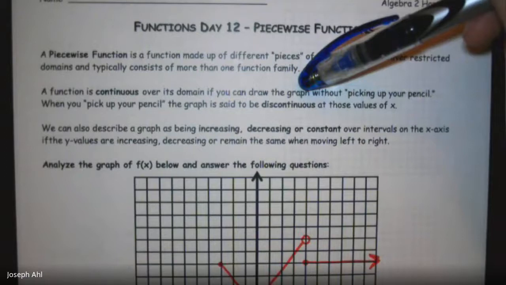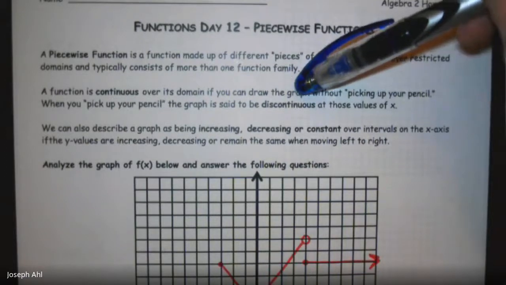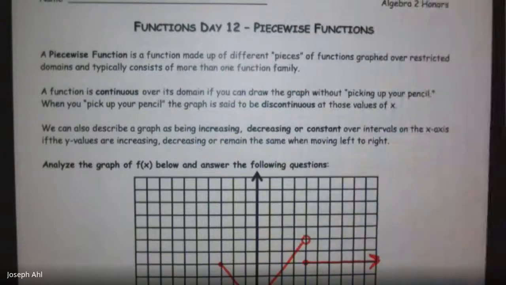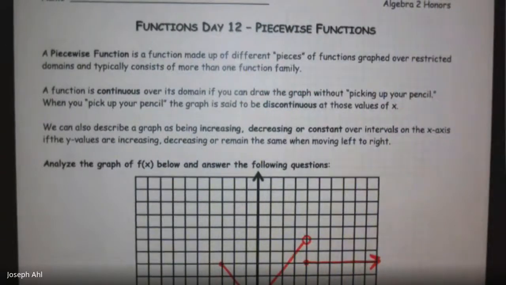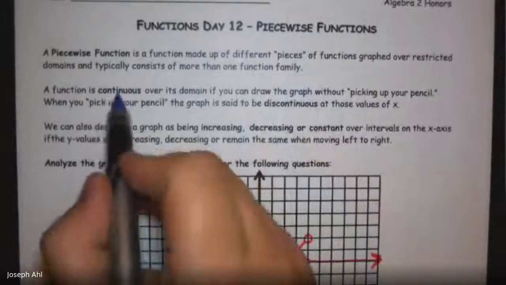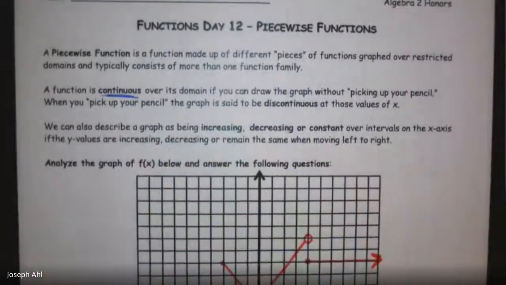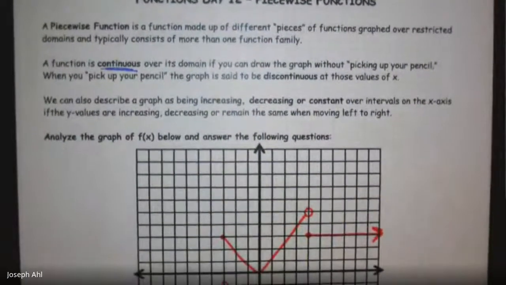Today we're going to add on some new vocabulary words that are typically associated with functions of this form, the first one being continuous. So a function is said to be continuous over its domain if you can draw the entire graph without picking up your pencil. Okay, so that's kind of an informal definition of continuity, but I think it's the easiest for us.